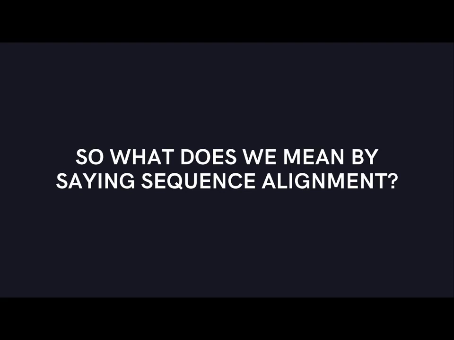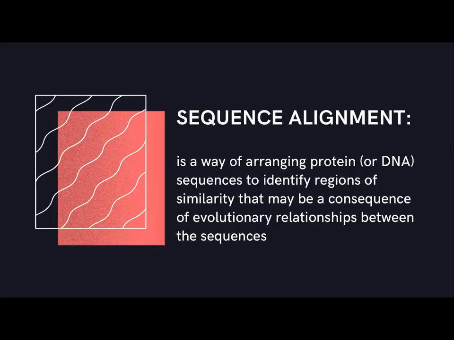First, what is sequence alignment? Sequence alignment is the process of comparing and detecting similarities between biological sequences. This helps us identify regions of similarity that may be a consequence of functional, structural, or evolutionary relationships between the sequences.